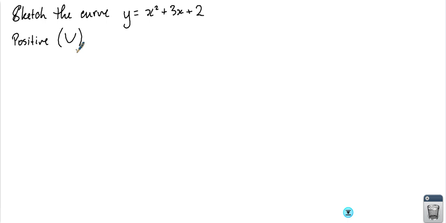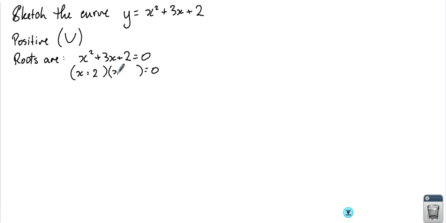Number two, I need to find the roots. I solve x squared plus 3x plus 2 is equal to 0. That's a trinomial which is factorized. x equals 2, x equals 1, so x is minus 2 and x is minus 1. Those are the two roots, the two values where the curve will meet the x-axis.